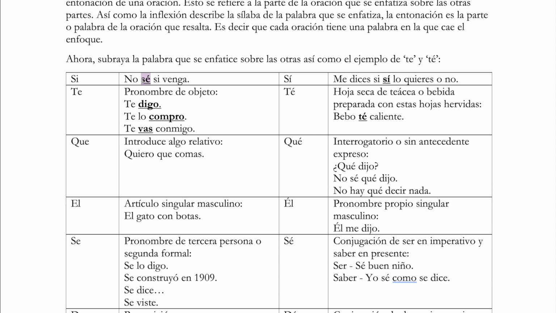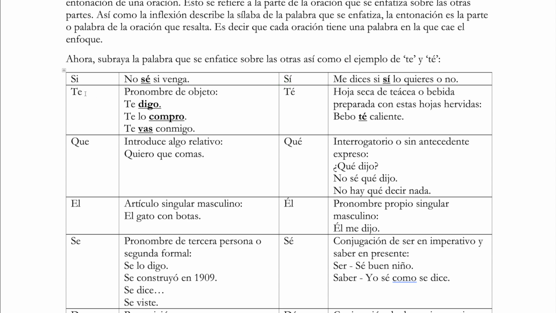So, if we go to these examples over here, we can see if we have if, we will emphasize the verb, and here is the verb. No sé si venga. I don't know if he will come. Versus the affirmative, yes, right? Me dice si sí lo quieres o no. So tell me if you want it or not. Or tell me if you are going to want it or not. But this would be the yes, if yes, you want it or not.